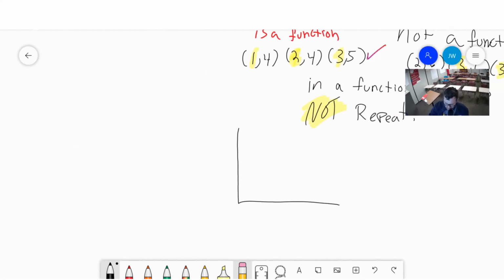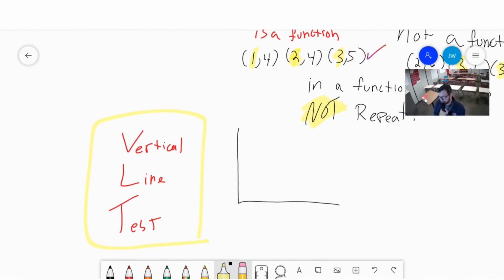With 3 letters, V, L, and T. These, of course, do stand for Velociraptors lament tomatoes. That's what one of my students told me. This stands for vertical line test. Vertical line test. Big deal, this vertical line test.